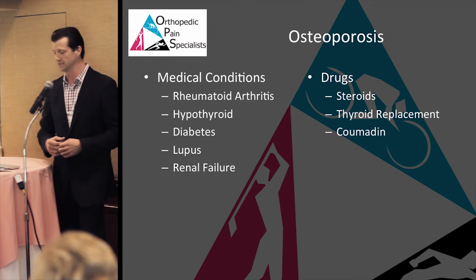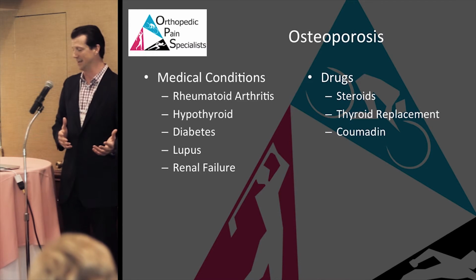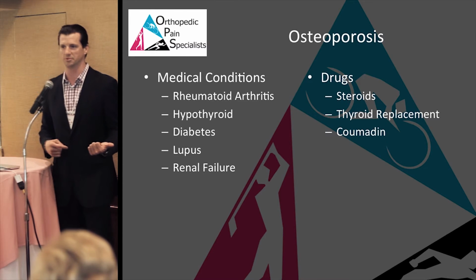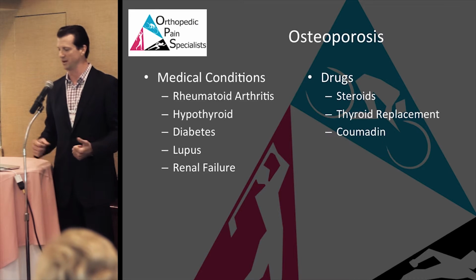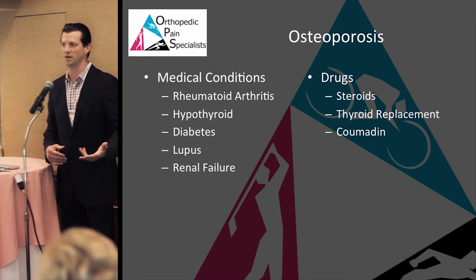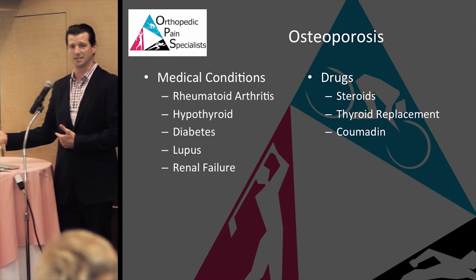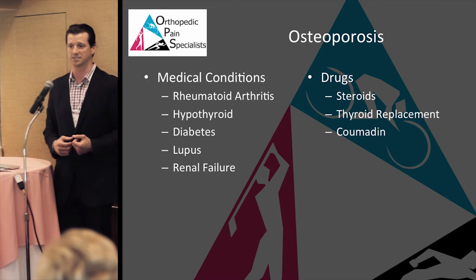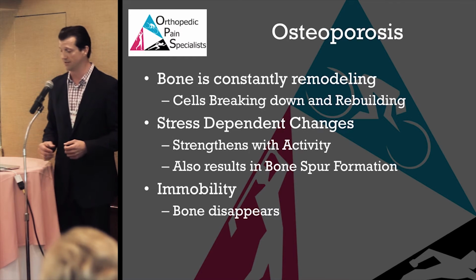Those are some common ones. And it's kind of, you're damned if you do, you're damned if you don't. Drugs, steroids, which are used to treat rheumatoid arthritis. So you already got one strike against you if you have rheumatoid arthritis, and then one of the medications to treat it actually can perpetuate or make it a little bit worse. Hypothyroidism, you're using thyroid replacement for the hypothyroidism, but that in and of itself is another risk factor. And then Coumadin, a blood thinner, that actually can have an effect as well.